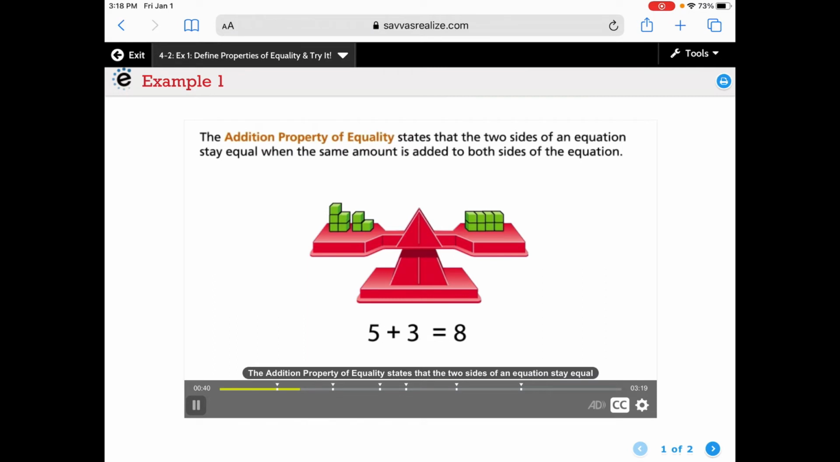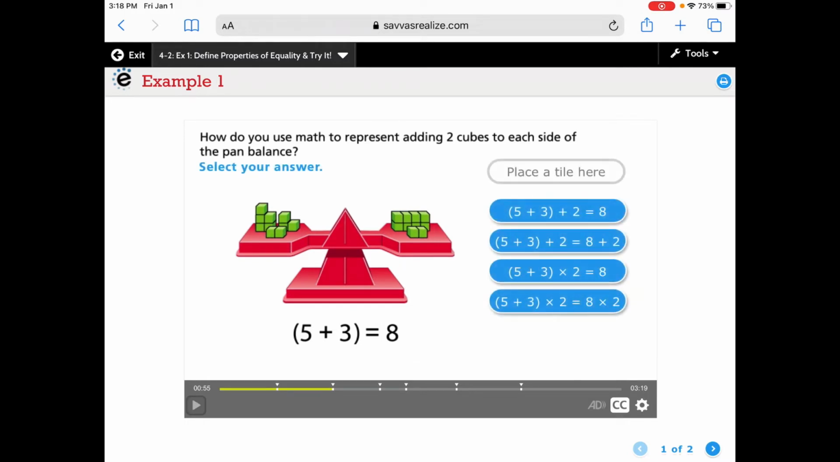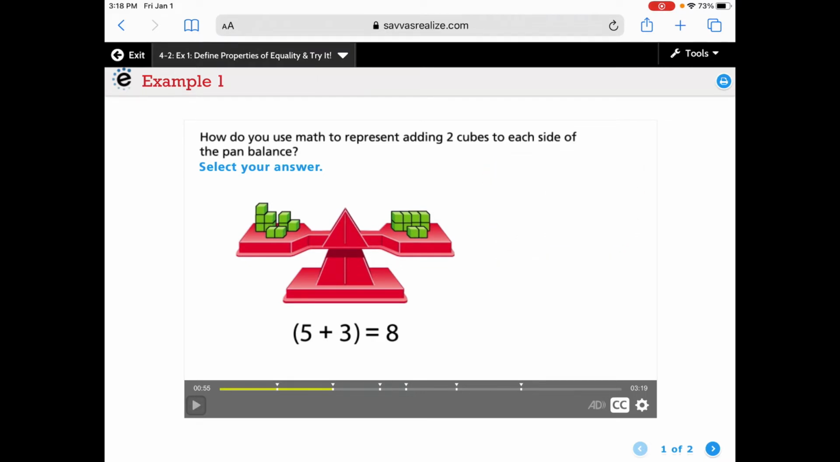The addition property of equality states that the two sides of an equation stay equal when the same amount is added to both sides of the equation. How do you use math to represent adding 2 cubes to each side of the hand balance? All right, so we have our original plus 2 equals 8. So that's not showing that we did 2 to both sides. We have our original 5 plus 3 plus 2, and then they add 2 to the other side. So the second one looks like our best bet.